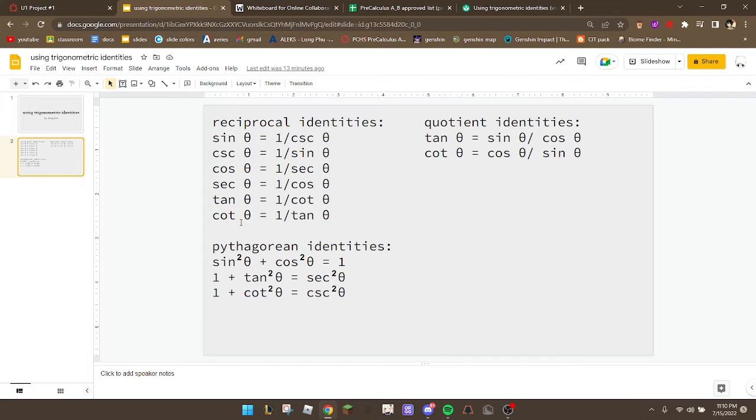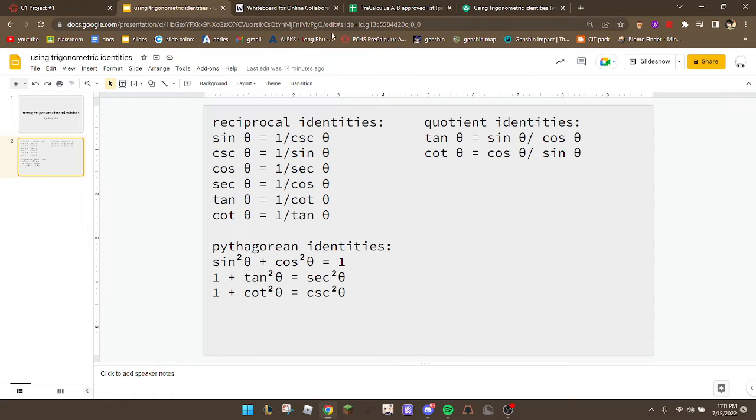These are Pythagorean identities, and they could basically be rearranged. So as you can see, it's sine squared theta plus cosine squared theta equaling 1. But what you can do is subtract the cosine squared theta, and it'll be 1 subtract cosine squared theta equaling sine squared theta.